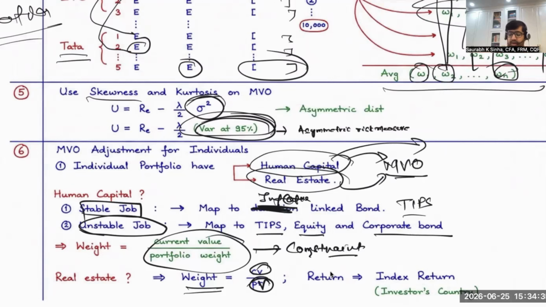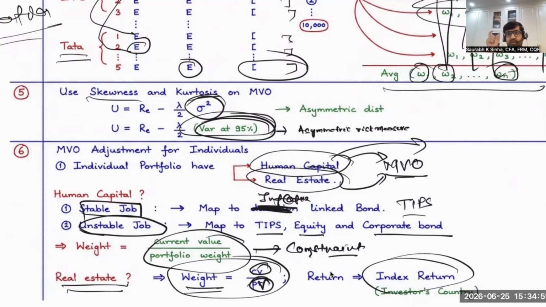Okay. Now, other problem with real estate is how you will find the return, because yes, you have the current value. Yes, you have the portfolio value. So you can find out the weight, but how to find out the return? So they are simply saying that use REIT, or in very simple terms, use index return. But you have to use the real estate index of that investor's country only, the individual's country only. You cannot choose US real estate index.